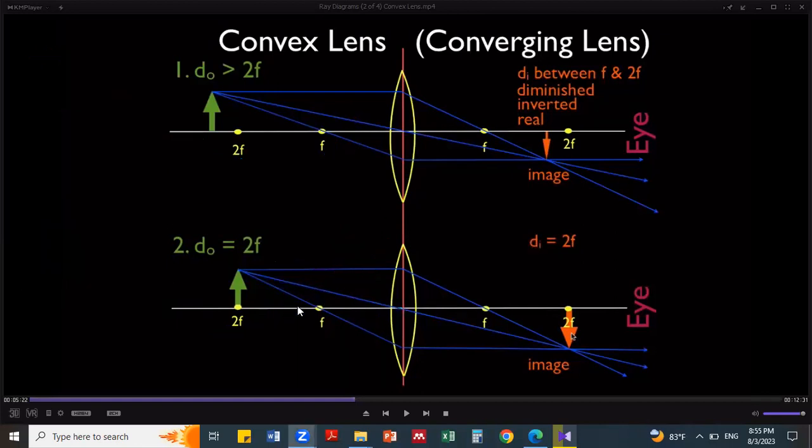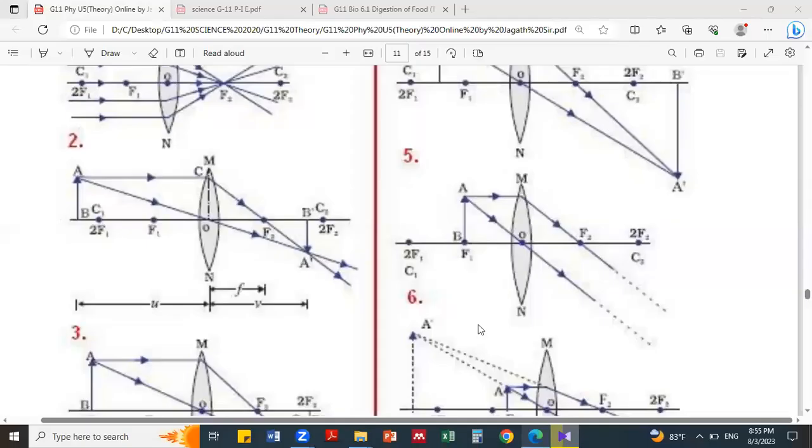Now, where's the object now? At 2f. Shall you complete this in your tutorial? So hurry up. Where's the object now? Beyond 2f. Here, beyond 2f, object between f and 2f. This image is what? Small. Here the height is more, right? Here the height is less. Small, real, inverted.